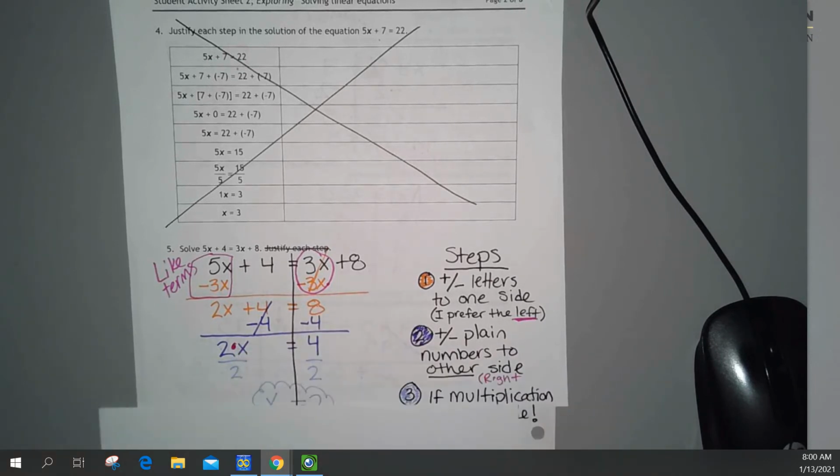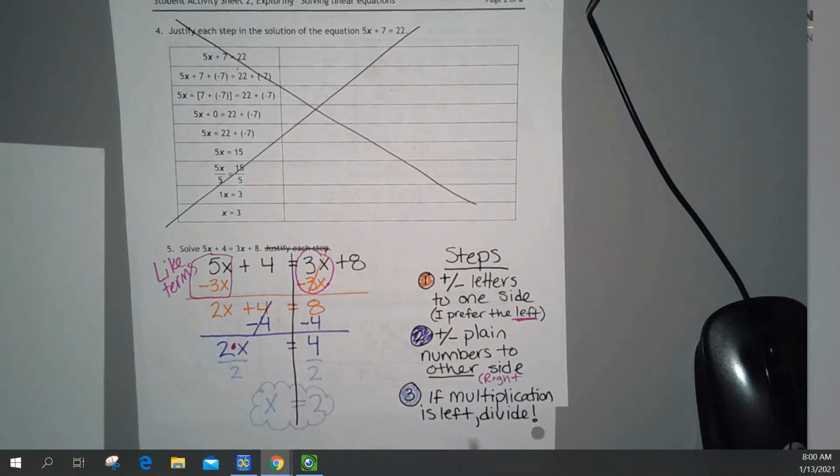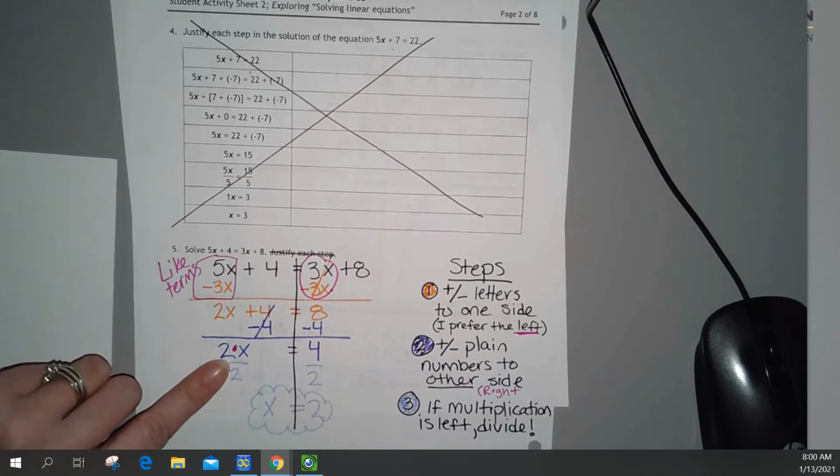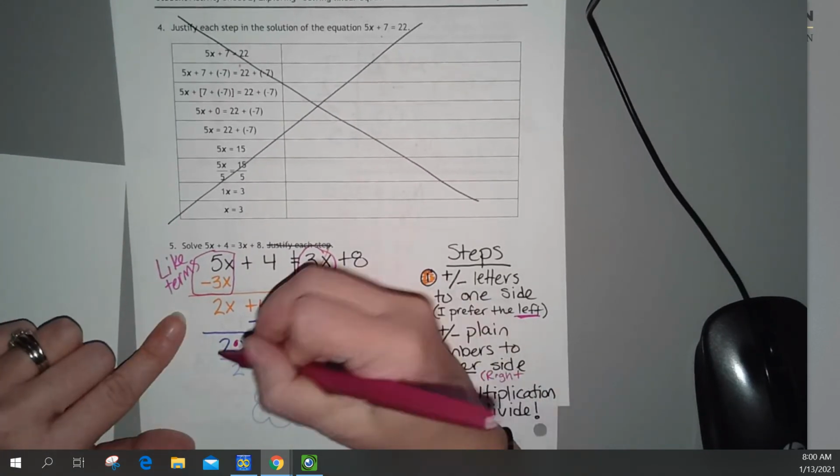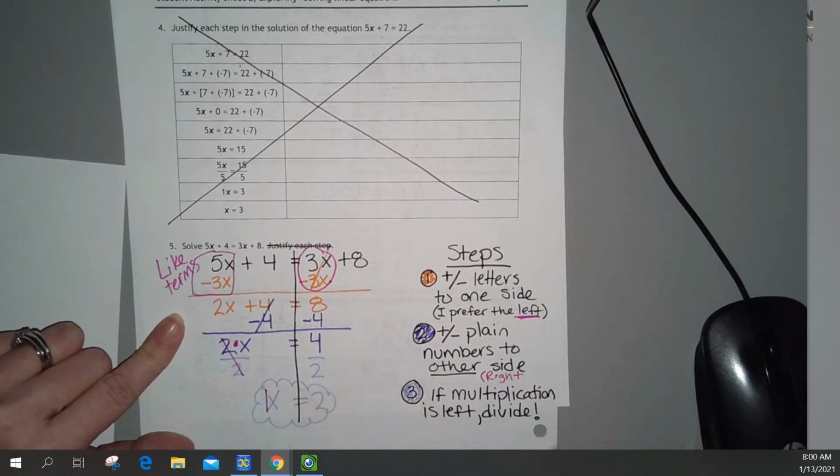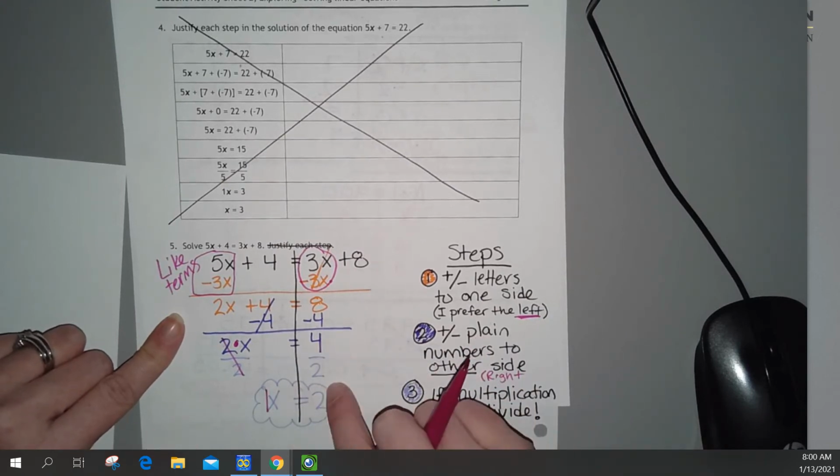And then step 3, if it says multiplication is all that's left, well, that's what we got. We must divide. So 2 divided by 2 gives me 1x. Remember, that's our goal. And 4 divided by 2 equals 2.